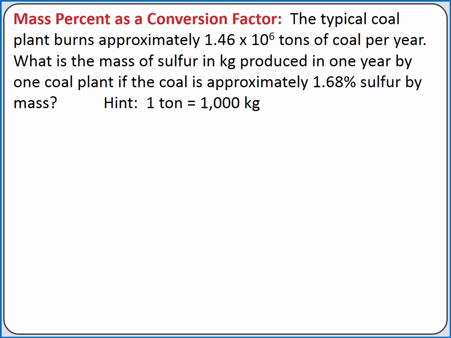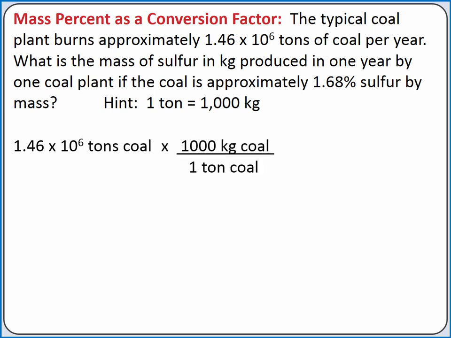We'll start our dimensional analysis with tons of coal. From our hint, 1 ton of coal equals 1,000 kilograms of coal. We can put tons of coal on the bottom in our conversion factor to cancel out our previous units of tons of coal. Then we can use percent sulfur by mass as a conversion factor to convert between mass of our compound, coal, and mass of the element, sulfur.